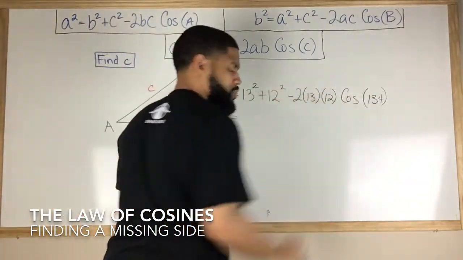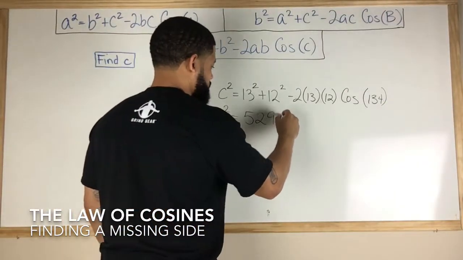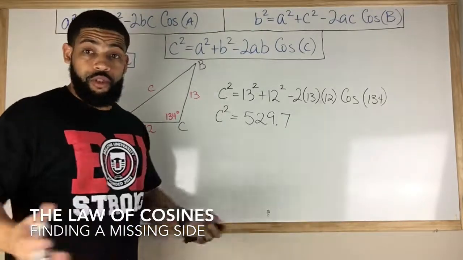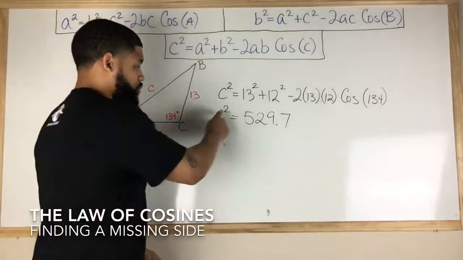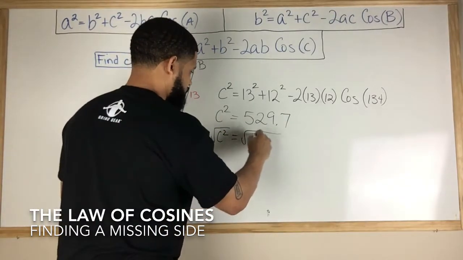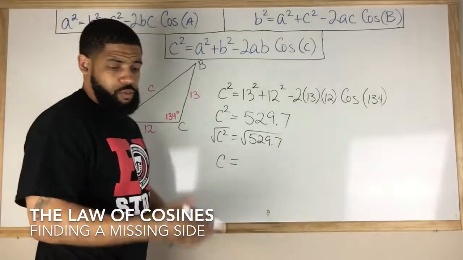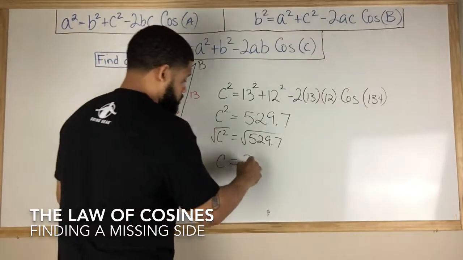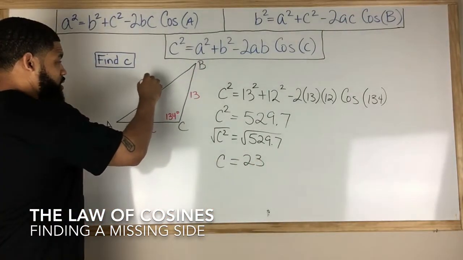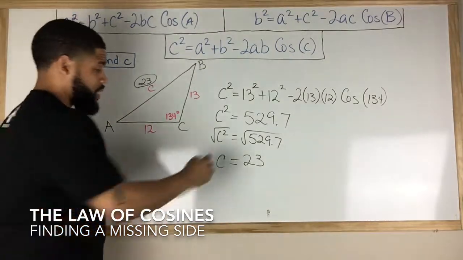When we do all this math right here, we will actually get 529.7. Now, we have to get rid of this exponent of 2. So how do we do that? We take the square root of both sides. If I take the square root of c squared and the square root of 529.7, that gives me c is approximately 23. So that tells me that the length of this side is 23 units. All right? And that's that.